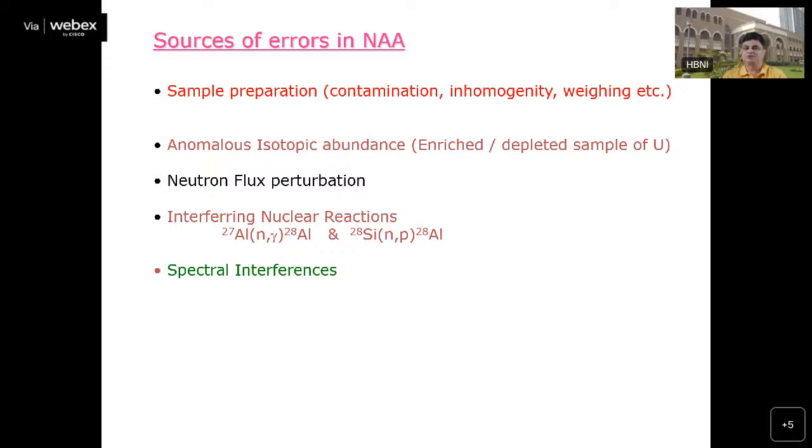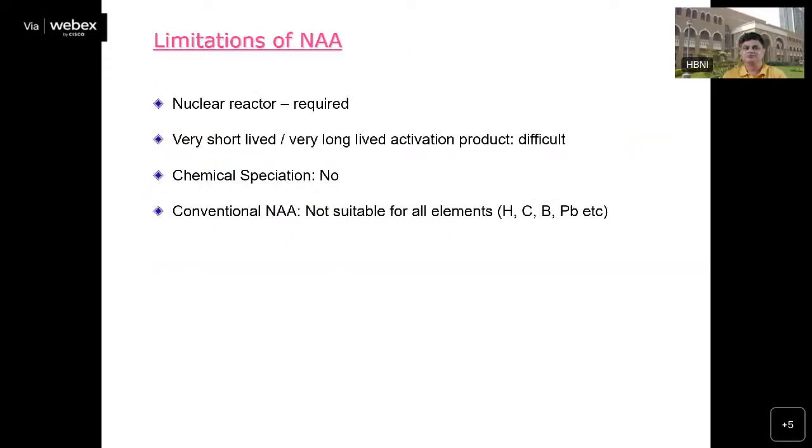Similarly, anomalous isotopic abundance, and then neutron flux perturbation, because if any neutron flux perturbation is there for any reason, that also causes errors. And interfering nuclear reactions are there. So these are examples of nuclear reactions which interfere, and then spectral interference which comes into your gamma spectrum.